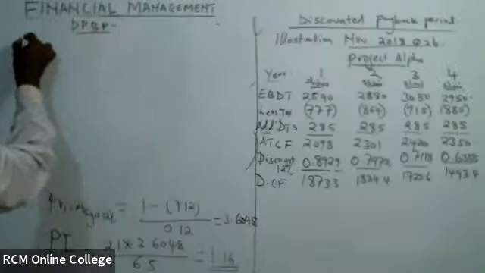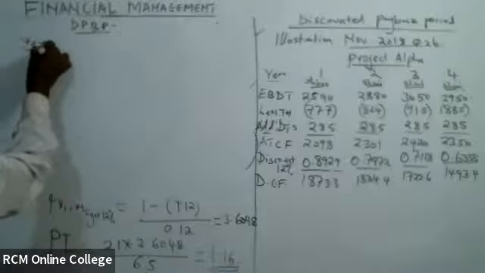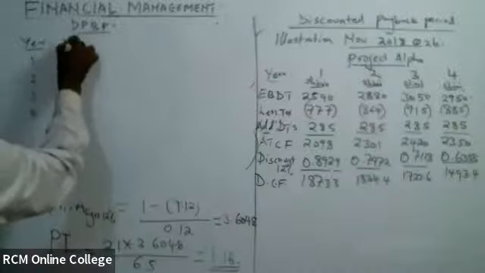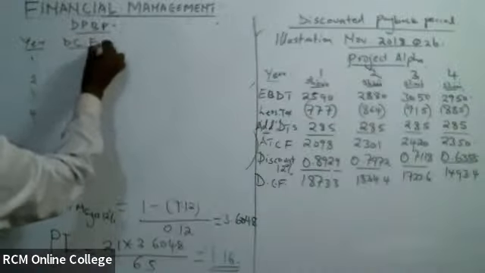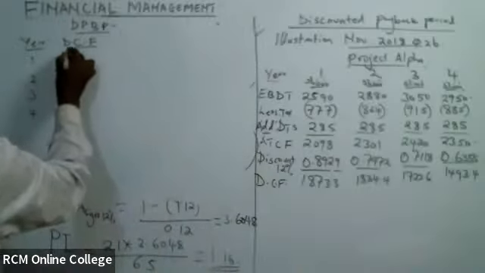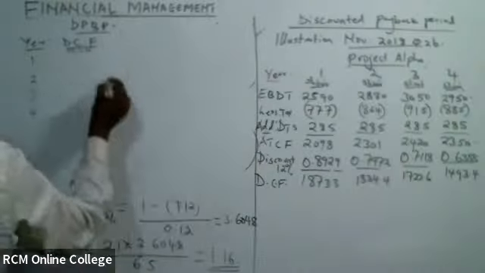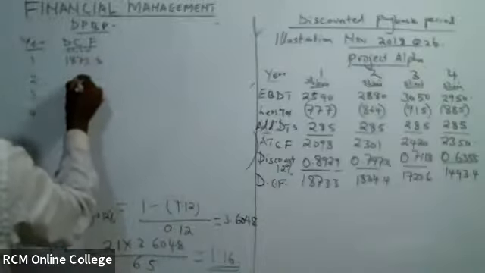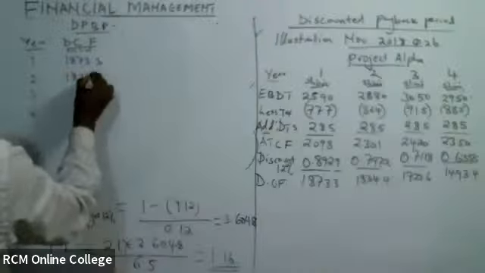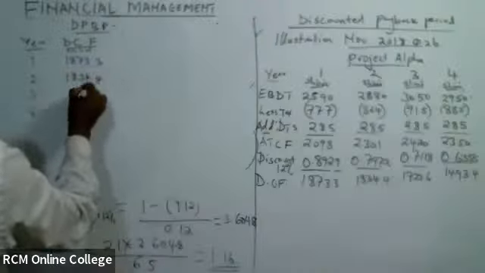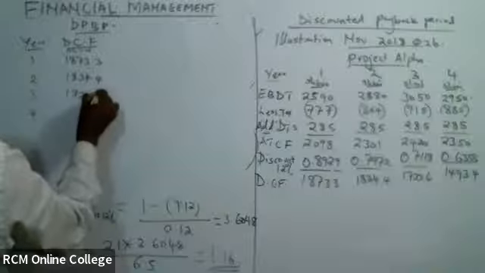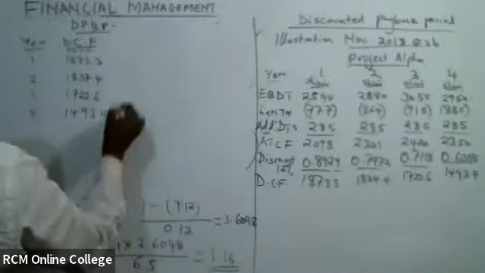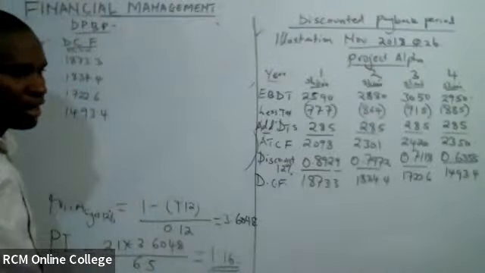I have here years 1, 2, 3, and 4. Then I have the discounted cash flow like that, and my first one is 1000. I have 1873.3, 1834, 1922.6, 1493.4, like that. And then there's something that I need to know.